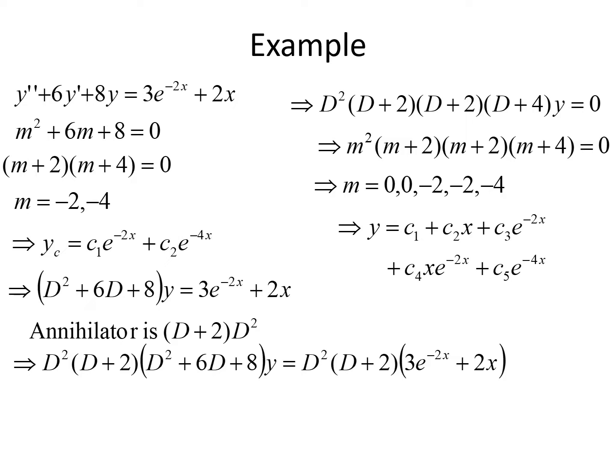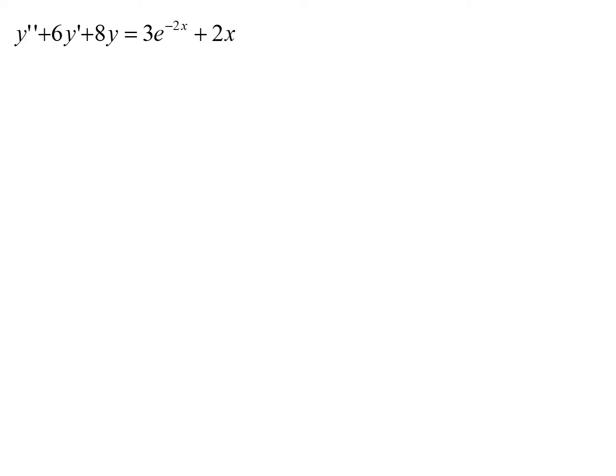Compare this to our yc, and we see that the c3 and c5 terms take the same form as yc did, so those have to be our yc terms. That means what's left, c1 plus c2x plus c4x e to the negative 2x, those are going to have to be our yp. So we're solving y double prime plus 6y prime plus 8y equals 3e to the negative 2x plus 2x. We've identified our yp, and again, I'm going to rewrite that using a, b, and c just because it's easier to deal with. We don't have so many c's to get confused with, so I'm going to rewrite that yp form as a plus bx plus cx e to the negative 2x.